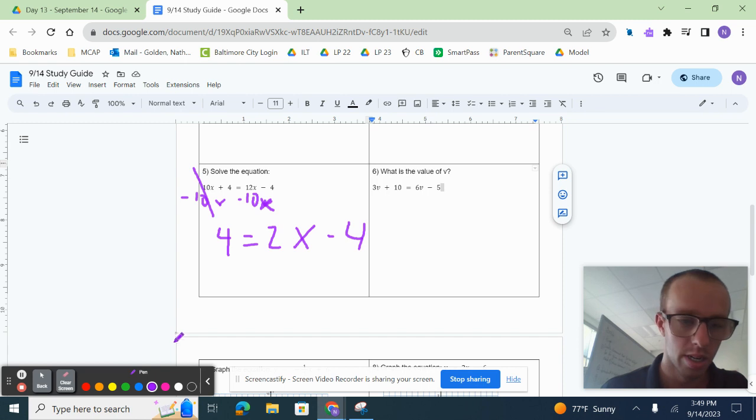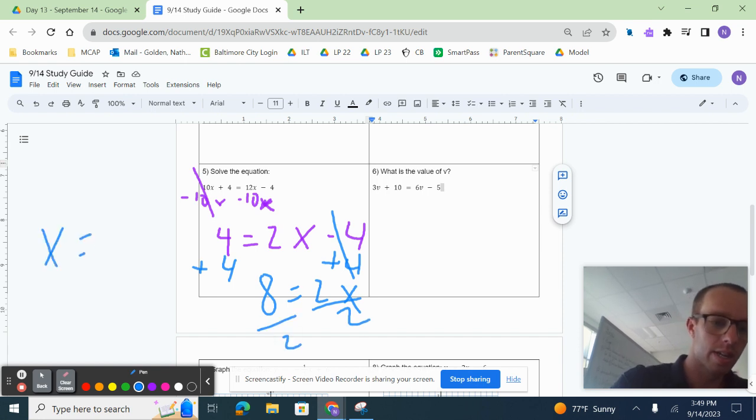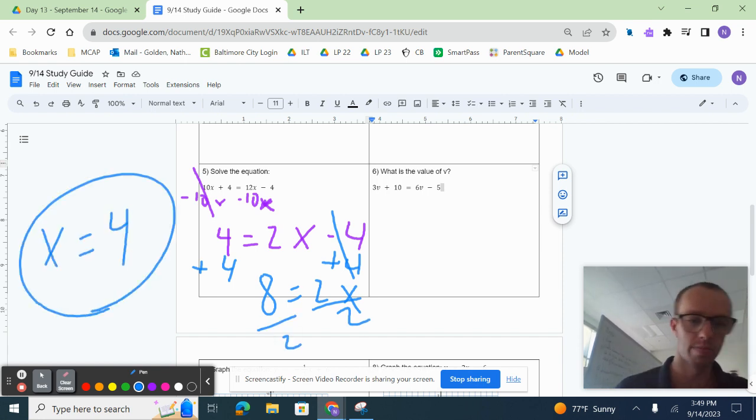All right. Now we just solve a two-step equation. Get rid of a minus 4, add 4. These cancel. I get 8 equals 2x. Divide each side by 2. X is 4.